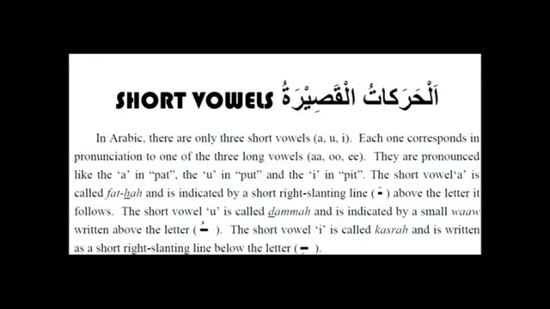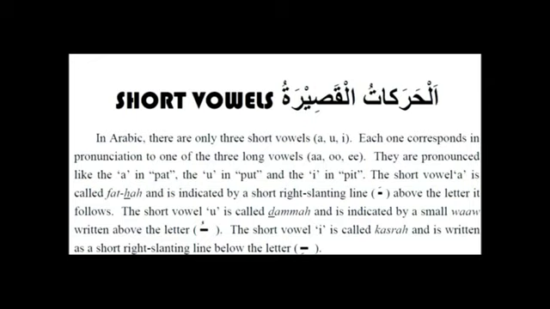The short vowel A is called a fatha, and it is indicated by a short right slanting line, as you can see here. It would be above the letter it follows. The short vowel uh is called a dhamma, and it is indicated by a small waw written above the letter, as you can see here. And the last of the short vowels, the short vowel eh, is called a kasra, and it is written as a short slanting line below the letter, as you can see here.